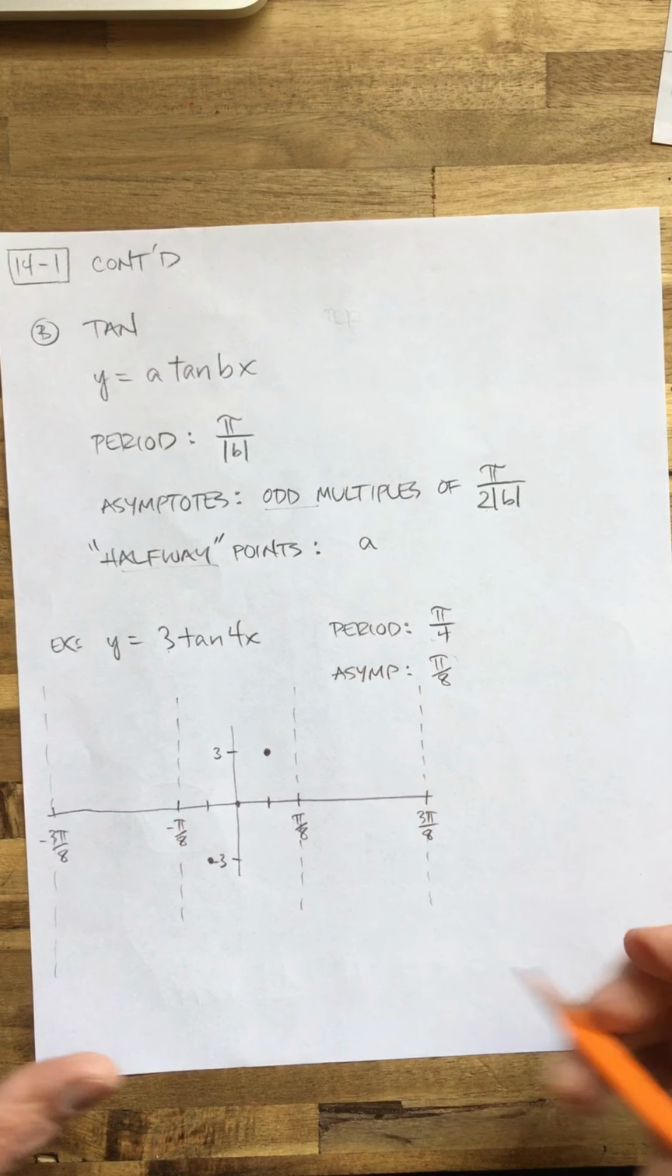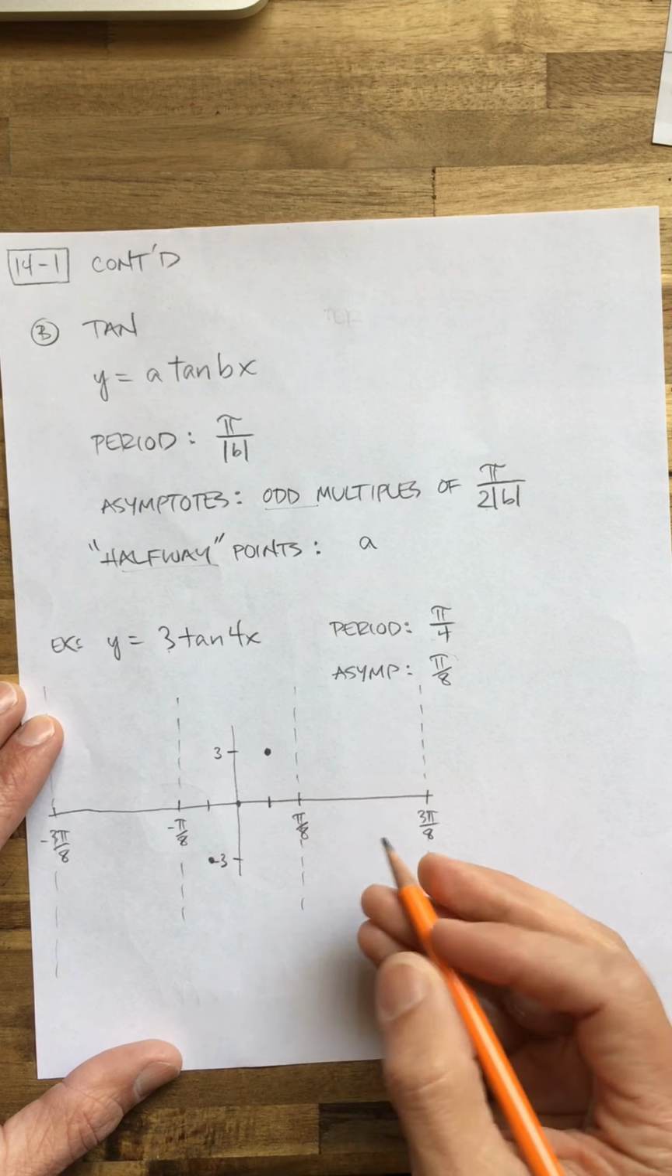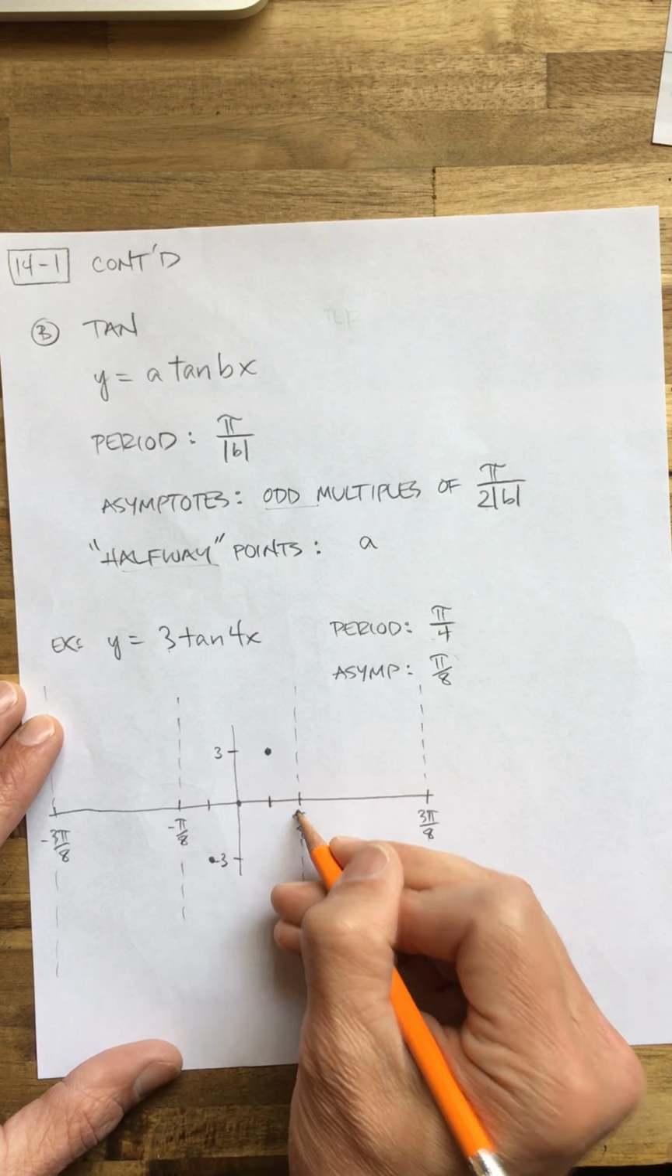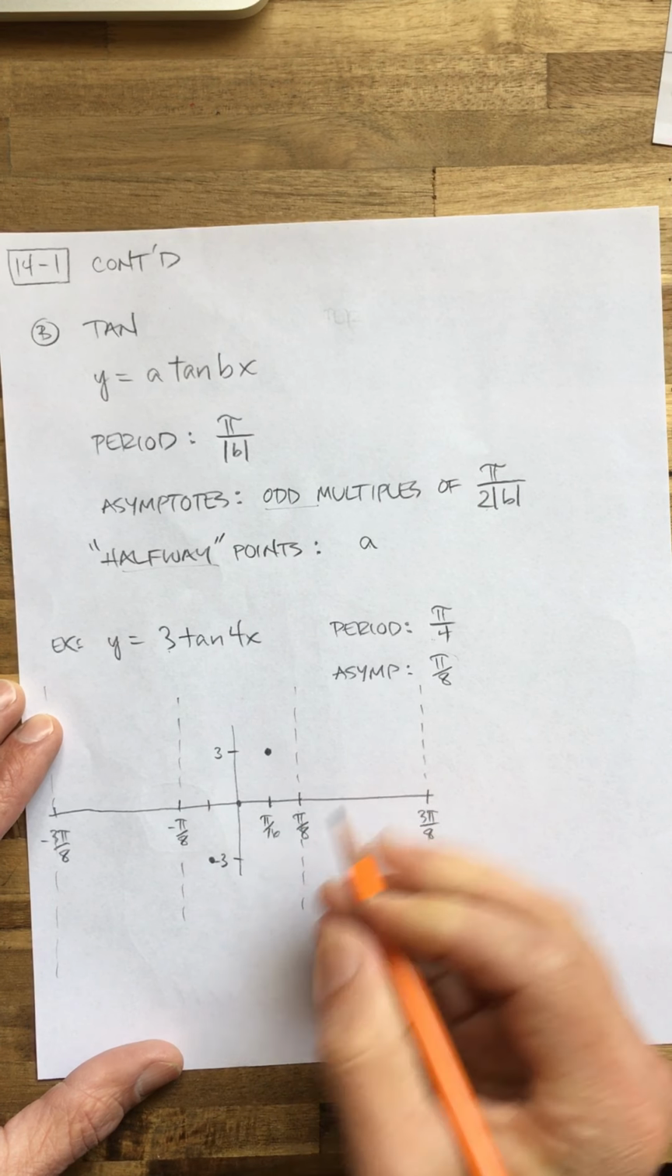Now, before we just draw this, tell me what this x value is right here. Well, it's halfway between 0 and pi over 8, right? So cut that in half. You get pi over 16. Just cut it in half.